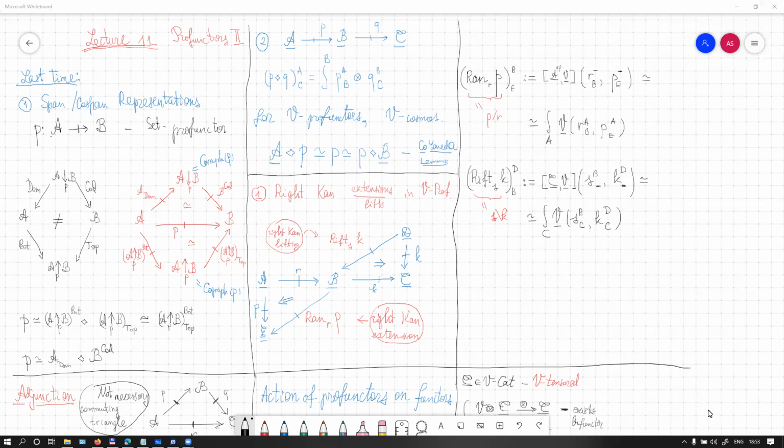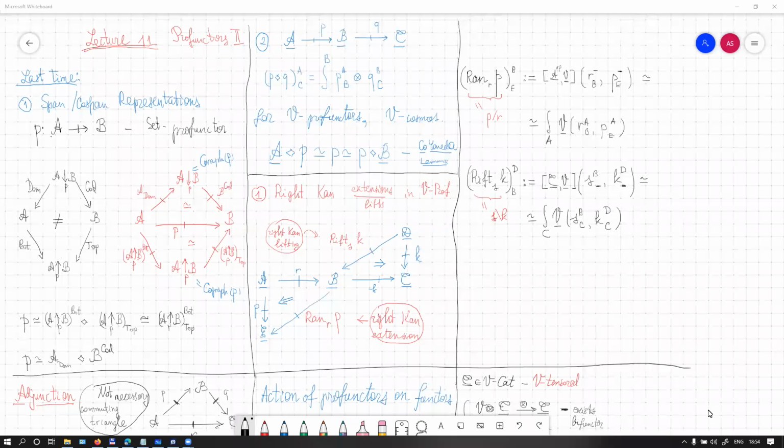continue with our profunctors. So last time, we defined a profunctor to be a functor, a bifunctor whose first variable is contravariant and second one is covariant, and values lie in a cosmos V. For set profunctors, I'm now referring to the first column on the screen, we found that there are so-called span and cospan representations. What do I mean by that?